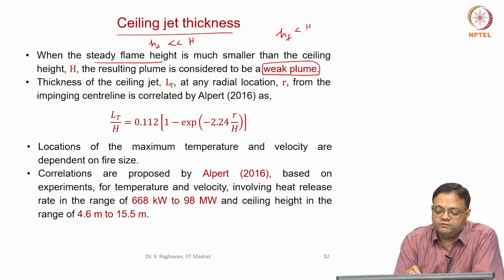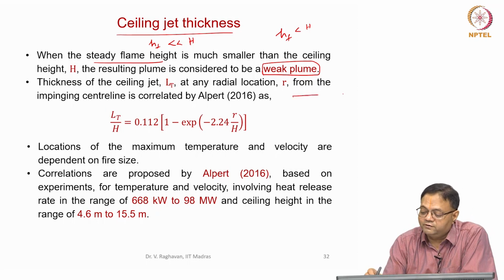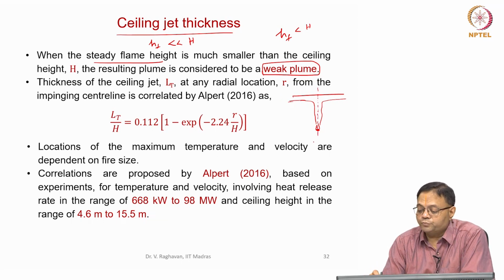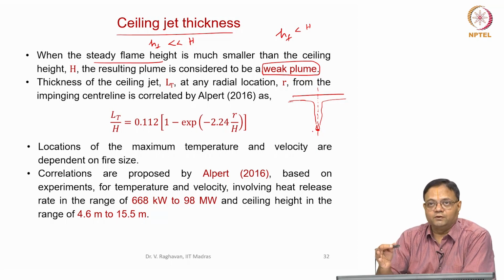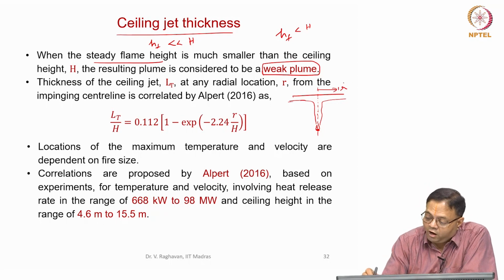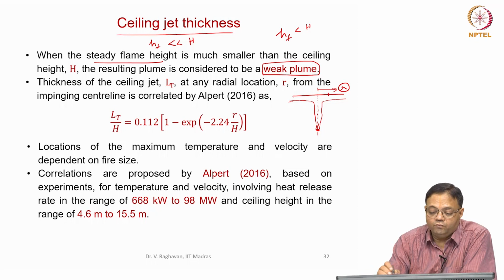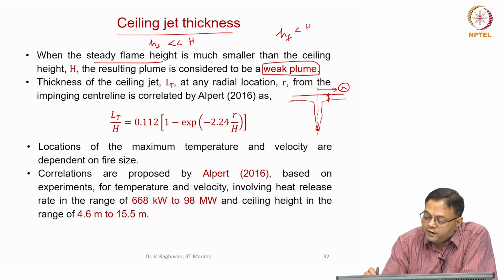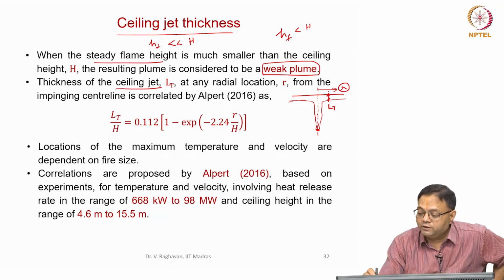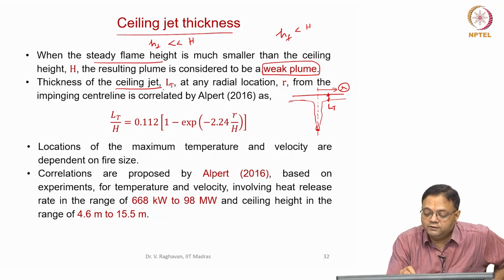Now the thickness of the ceiling jet at any radial location. Let us say this is the diameter and this is the burning source. Now a ceiling jet is formed. This is the line where the plume comes out, and this I call radius, for example. At any radius r, what will be the thickness LT of the ceiling jet?